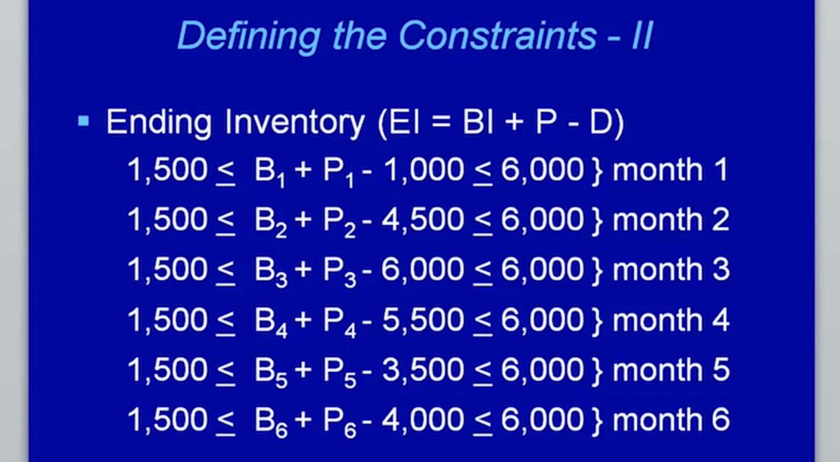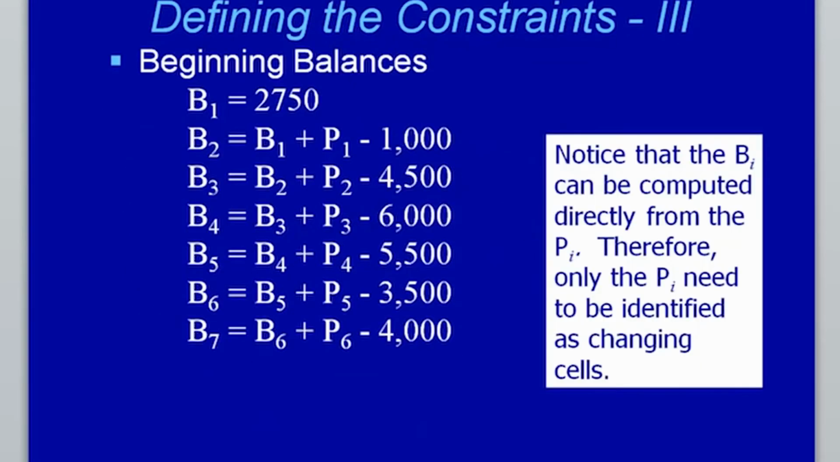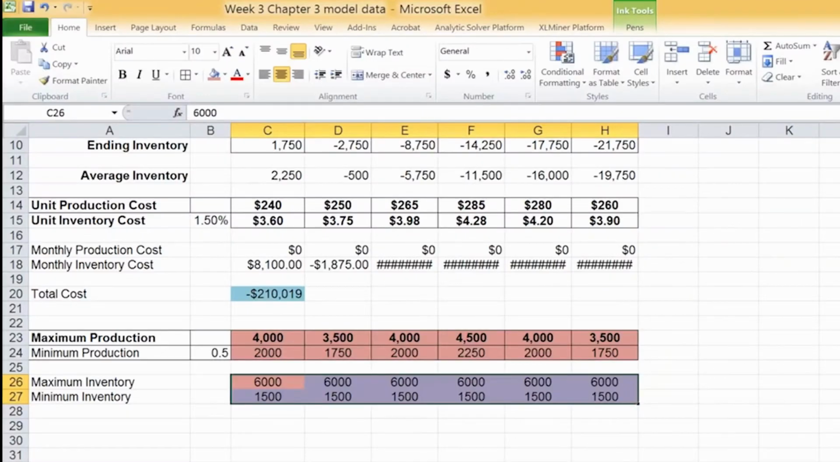Those really obvious constraints are just those two groups. The monthly production cannot exceed the capacity and should be more than half of the maximum capacity, and the inventory needs to be between 1,500 and 6,000. And the other constraint that we defined are the relationship between the inventory, production, and the demand. Okay, so that's the model.